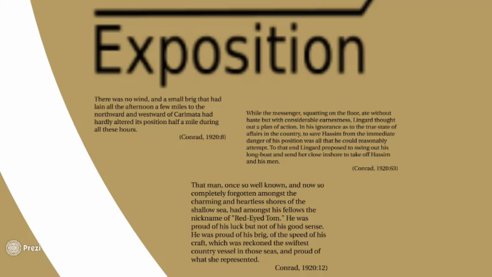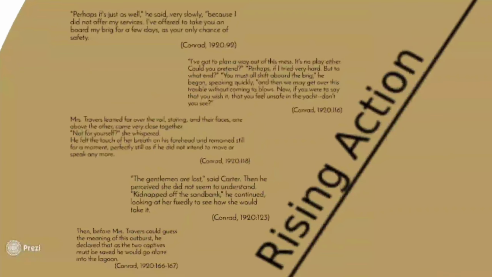From the quotations, we can see that there is an adventurer who sailed in the Malay archipelago, namely Captain Tom Lingard, nicknamed Red-Eyed Tom by his fellows. He wants to help his friend Hasim to get his land back.